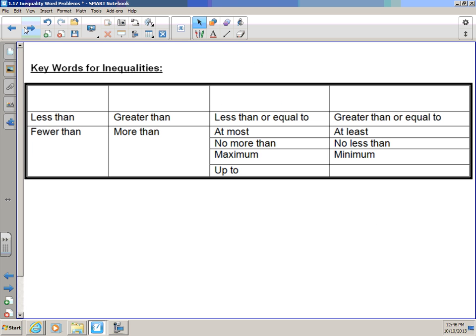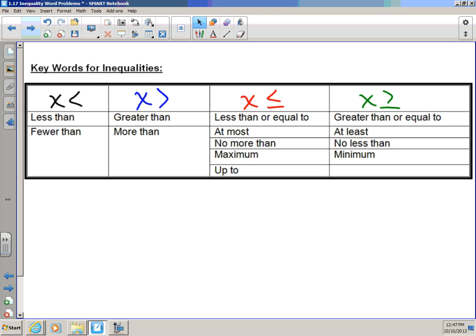one of the things to notice about inequality word problems is there are certain buzzwords that we want to identify. If we see the words less than or fewer than, then we are saying x is less than or fewer than some particular number. Greater than or more than, it's the opposite. Less than or equal to, at most, no more than, maximum, or up to. We add the equal sign, and then greater than or equal to, at least, no less than, or minimum, we have the equal sign also.